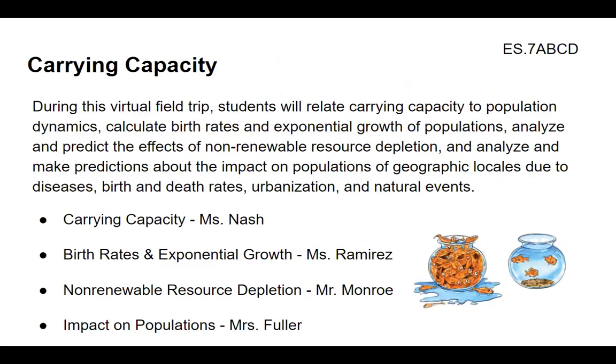This morning, we're going to do a program called Carrying Capacity. During this virtual field trip, students will relate carrying capacity to population dynamics, calculate birth rates and exponential growth of populations, analyze and predict the effects of non-renewable resource depletion, and analyze and make predictions about the impact on populations of geographic locales due to diseases, birth and death rates, urbanization, and natural events. Ms. Nash will do carrying capacity. Ms. Ramirez will explain birth rates and growth. Mr. Monroe, non-renewable resource depletion, and the impacts on population will be conducted by Mrs. Fuller.